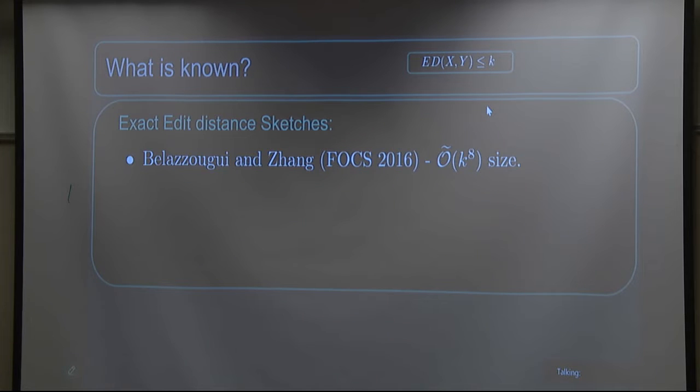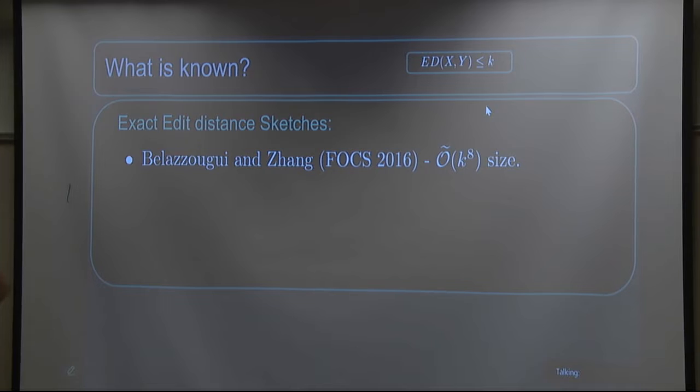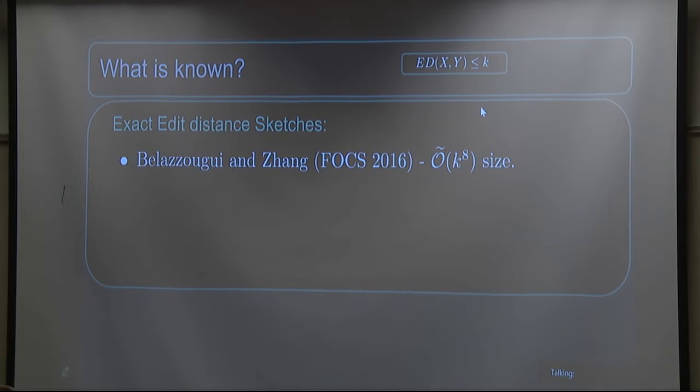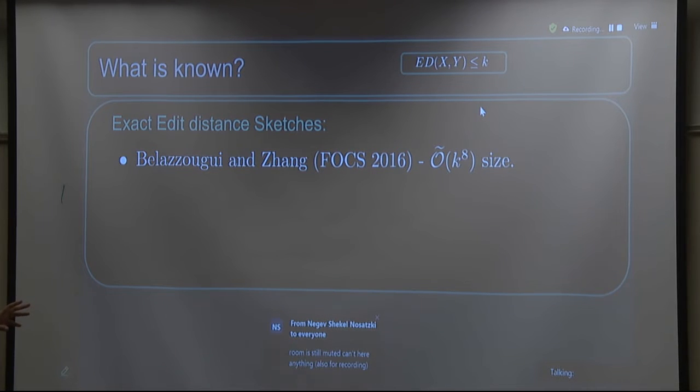What is already known for exact edit distance sketches, given some threshold k on the edit distance? Belazongi and Zhang in 2016 first showed that you can get sketches of size O tilde k to the power 8. Here tilde hides some polynomial factors.